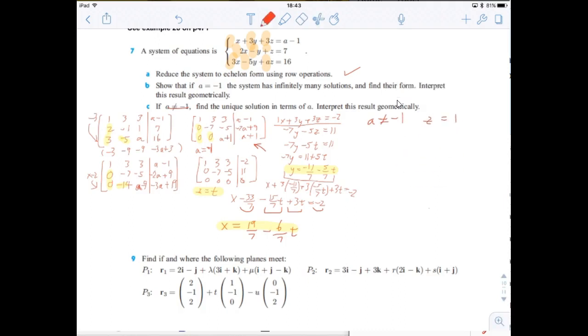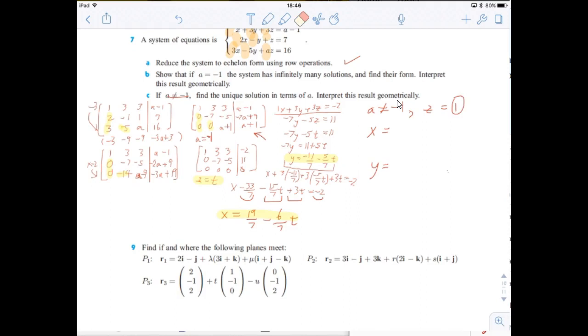Okay? And if we know that Z is equal to 1, that gives us new values for x and y. So instead of x equals 19/7 minus 6/7 t, we're going to go back and get values for x and y that contain the a values. Okay, and I don't think I have equations that still have a's in them.